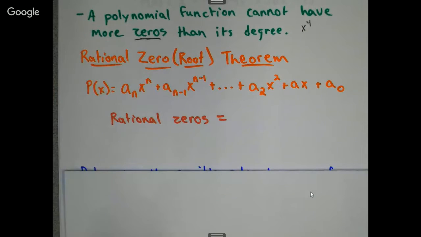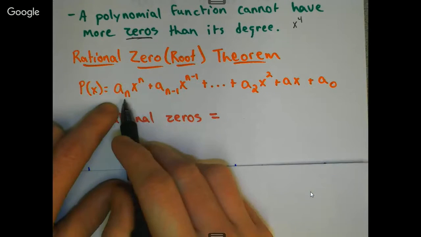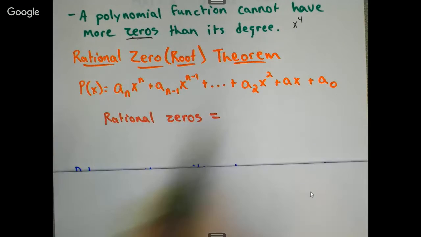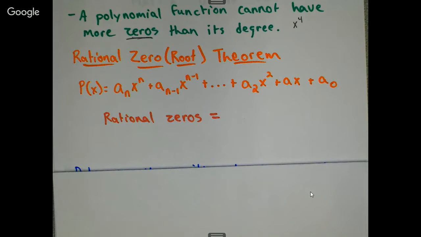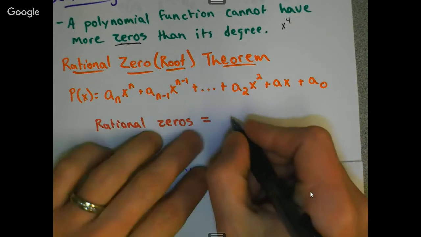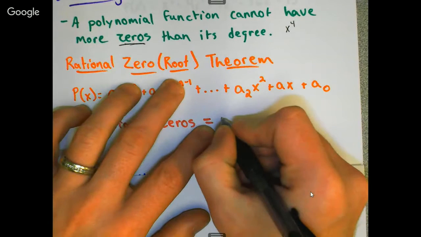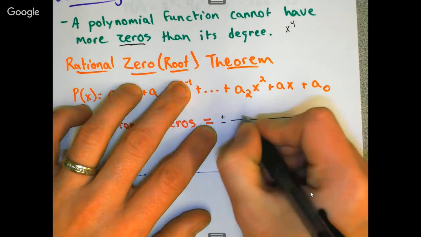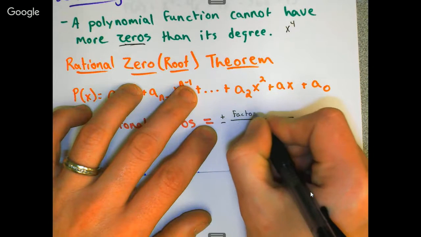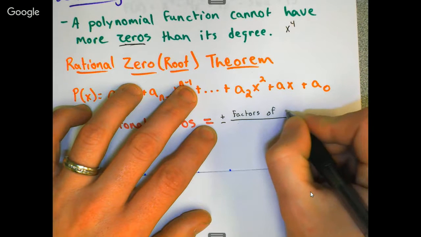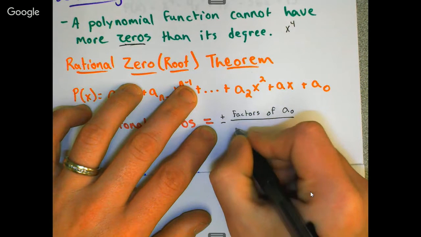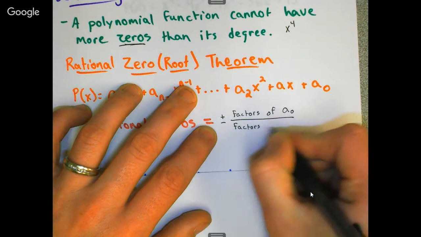All right, we have what's called the rational root or the rational zero theorem. Okay, if this is my polynomial, I've got some string of terms out there, then all my rational zeros are in the form of: rational zeros equal plus or minus factors of a0 over factors of an.